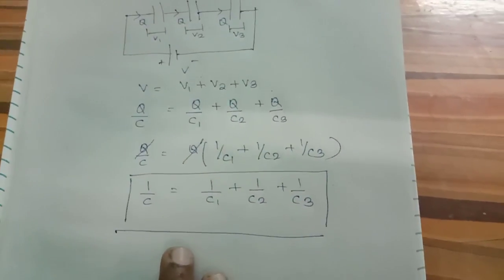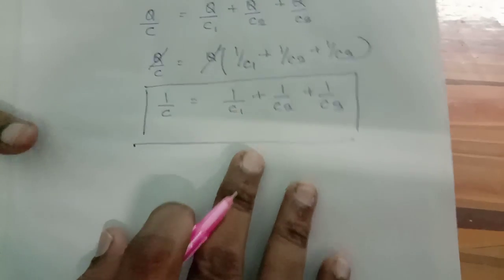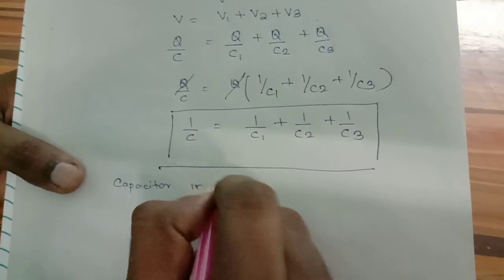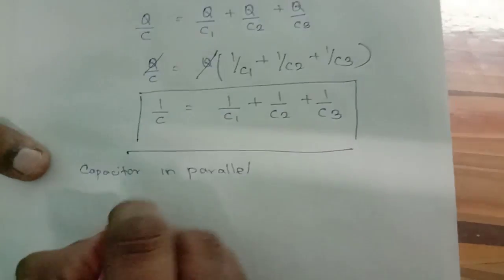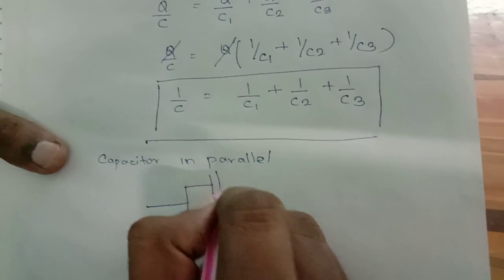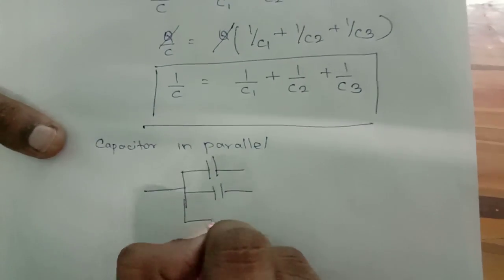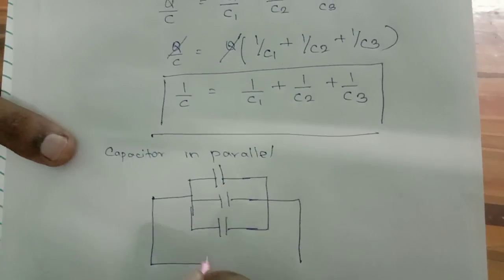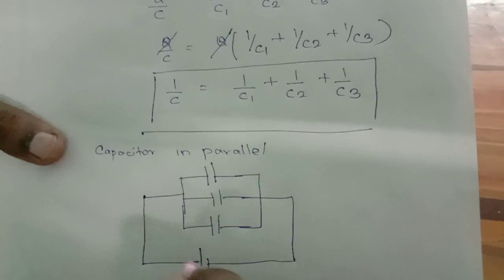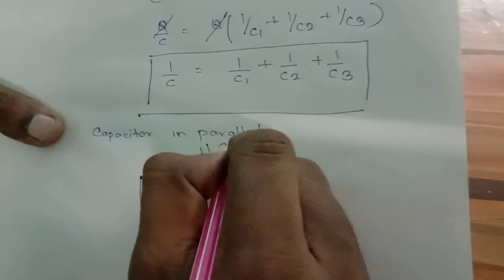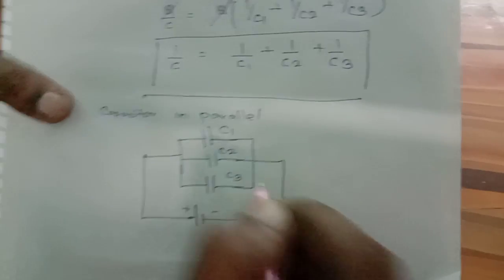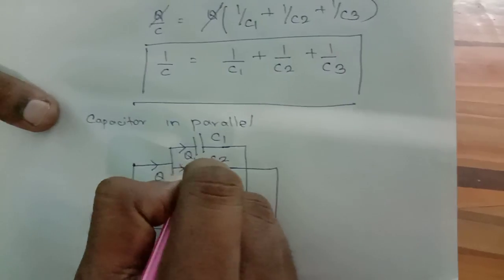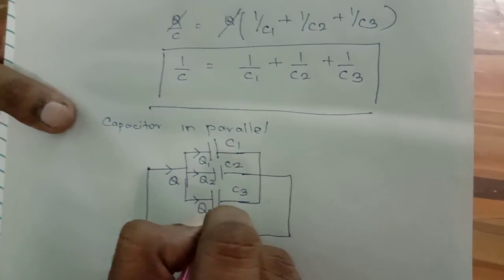Now I am going to tell what happens in a parallel circuit. Here I am taking capacitors in parallel, with the same circuit: C1, C2 and C3. In a parallel circuit the voltage is the same, whereas the charge or current gets divided. So this is the voltage, and here the charge is going to split up: Q1 through C1, Q2 through C2 and Q3 through C3.